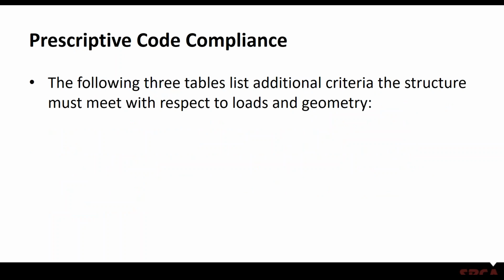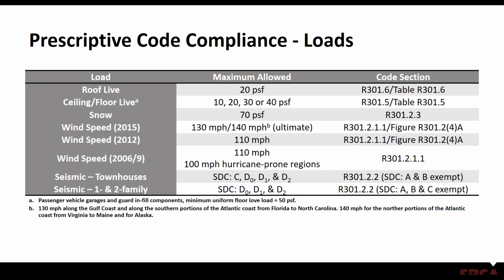So let's put a box around what we're talking about in terms of prescriptive code compliance. First of all, there are limits in terms of what loads can be applied to the various members. Roof live load. Now we're not talking about snow load here. We're talking about actually like a construction load. Maximum allowed is 20 pounds per square foot. Ceiling and floor live loads, there are provisions for 10, 20, 30, or 40 pounds per square foot. Snow load up to 70 pounds per square foot.